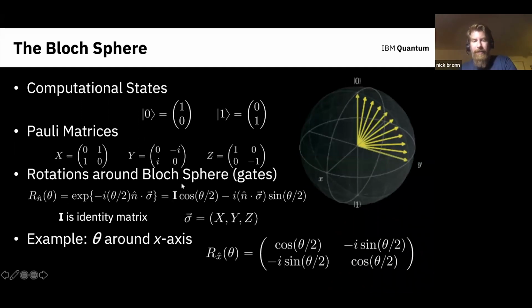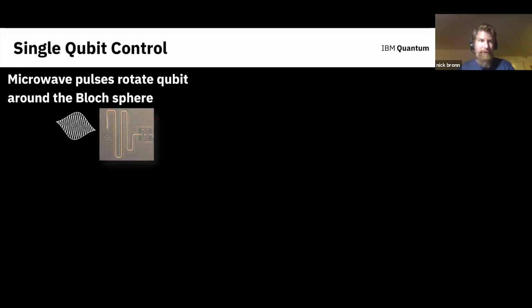So you can see how these act on the actual Hilbert space. So what do we do in the lab when we want to do that? Well, we apply microwave pulses. These are typically microwave pulses with a Gaussian shape that have a carrier frequency at the transition frequency of the qubit, so like 5 gigahertz.